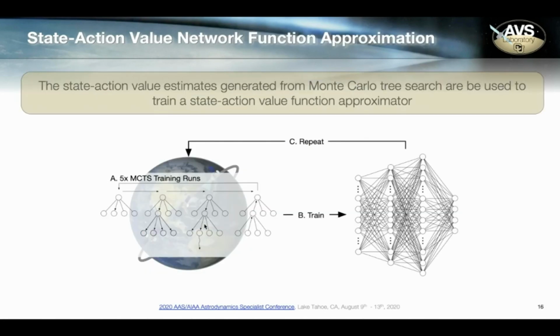Monte Carlo tree search is executed a certain number of times to train the value function approximator on the data. So we run 5 MCTS training runs, complete training runs over the planning interval. The Q estimates generated from this, and it's typically about 1,000 for 5 runs, are then added to a training data set, which is used to train the neural network, and the process repeats. So more and more data keeps getting added to this training set, and the data set the neural network's trained on keeps growing and getting more representative of the problem.